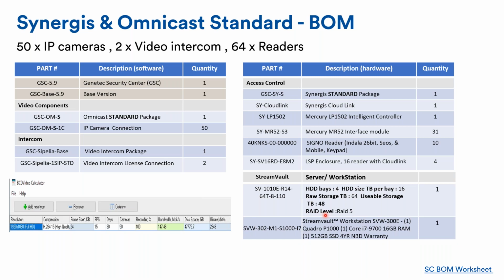So in this scenario, I'm choosing an SV110E with 64 terabytes of storage. With RAID level 5, I'm going to have about 48 terabytes of usable storage in that scenario. Now I'm also quoting in this a StreamVault workstation to be able to log into my cameras and my access control and my video intercom, and be able to configure my StreamVault device, my StreamVault server.